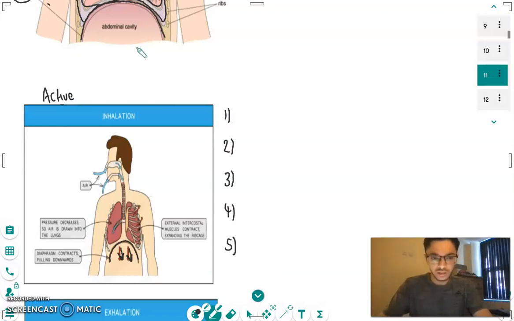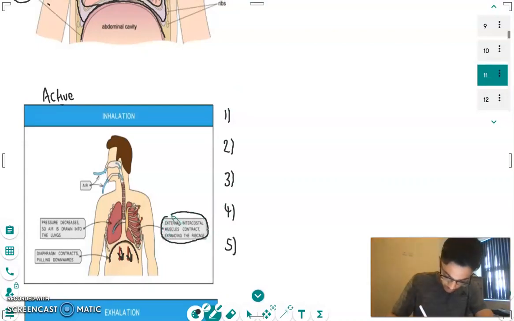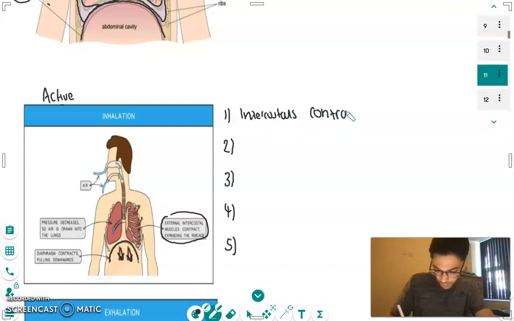So inspiration essentially happens in a 5-step process, and all you need to do is really remember these 5 steps. The first step is the intercostal muscles, which I mentioned earlier. These intercostal muscles contract. That is the first step. The intercostal muscles contracting causes the ribs to be pulled up and out. That's another important point. So ribs go up and out.